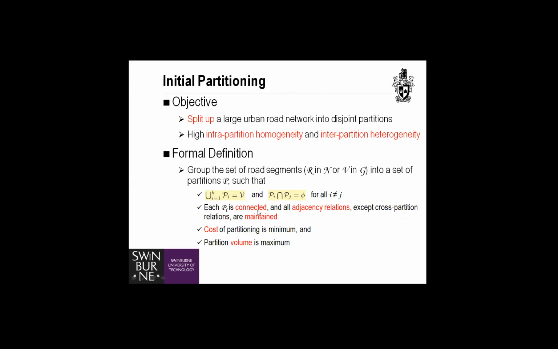Then each partition is connected inside. If it is disconnected, then that means there are multiple partitions. So to be considered as one partition, it has to be connected, and all the adjacency relationships existing in the road graph need to be maintained in the partitions, except the cross-partition relations, which will be broken during the partitioning.